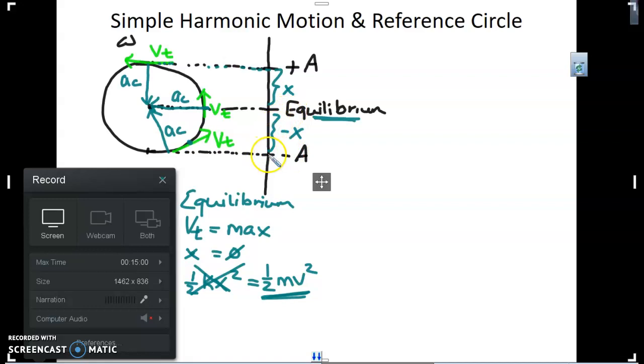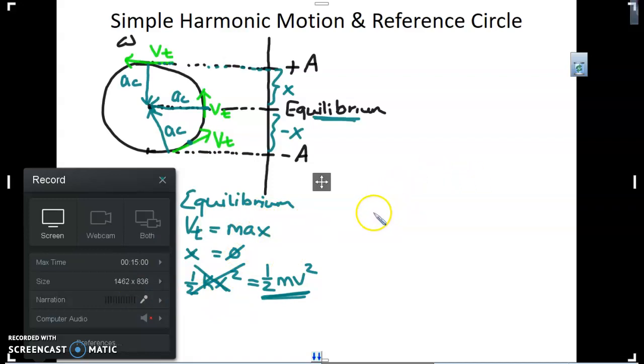Now, at negative A and positive A, the reverse of this is true. X is at a maximum, the velocity is 0, and we don't have any kinetic energy. We have all 1/2 kx squared. So make sure that you understand what's going on there too.